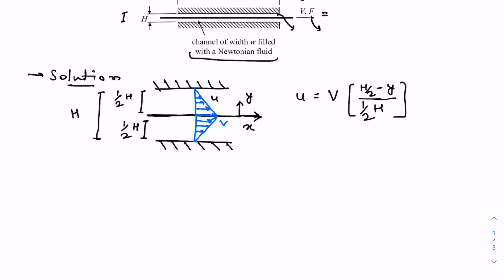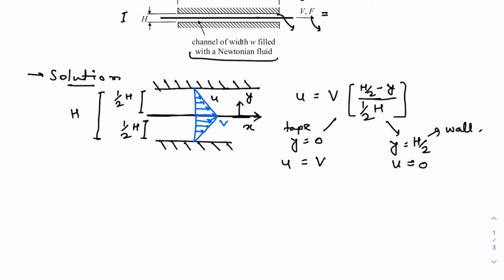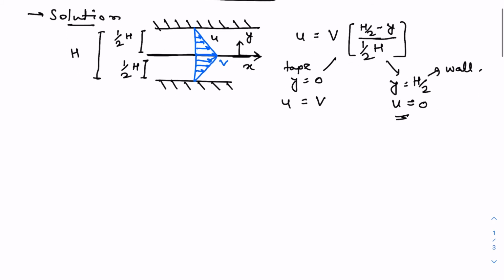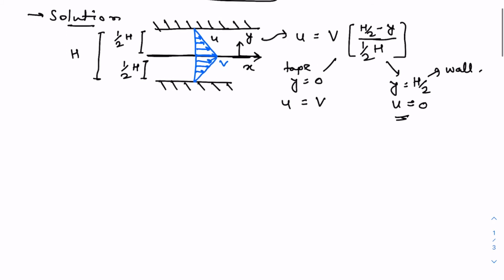it is v near the tape and 0 near the wall. So near the tape you have y equal to 0, so u will be equal to v. Near the surface, y is equal to h by 2, so u will be equal to 0. So this is the velocity profile in the upper channel.